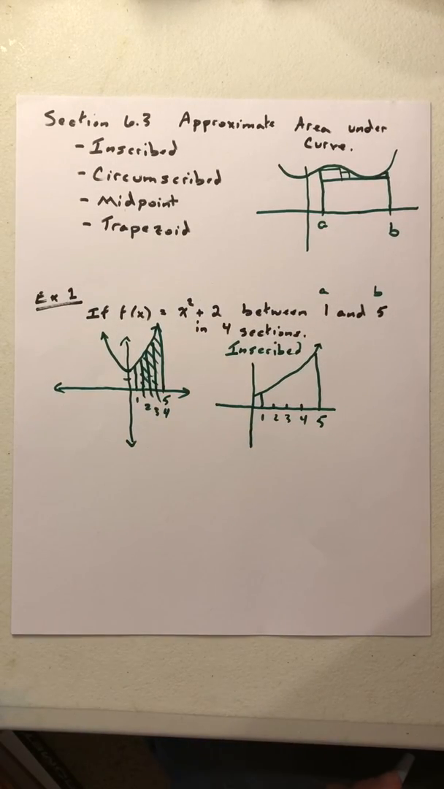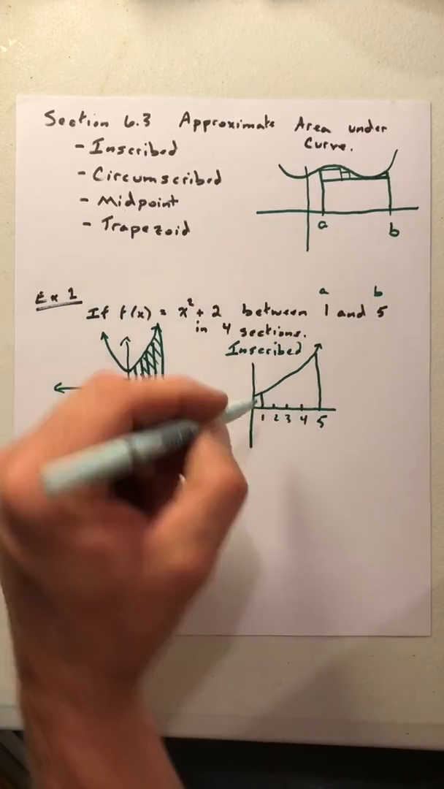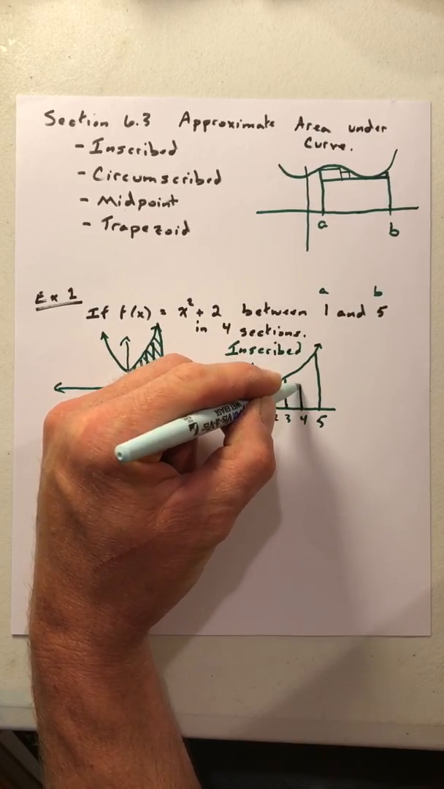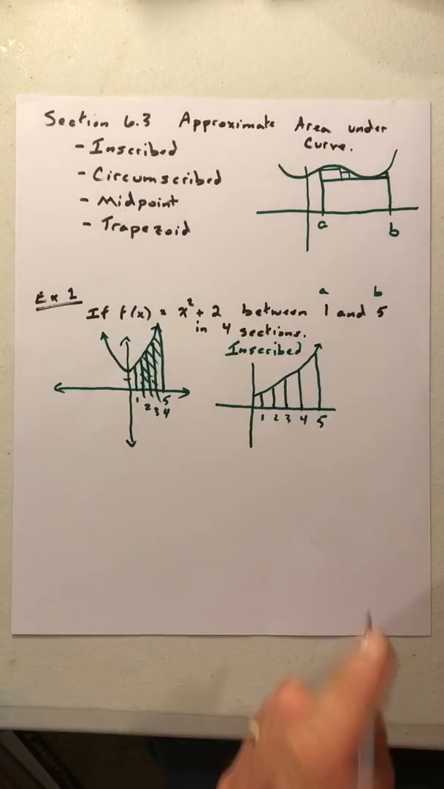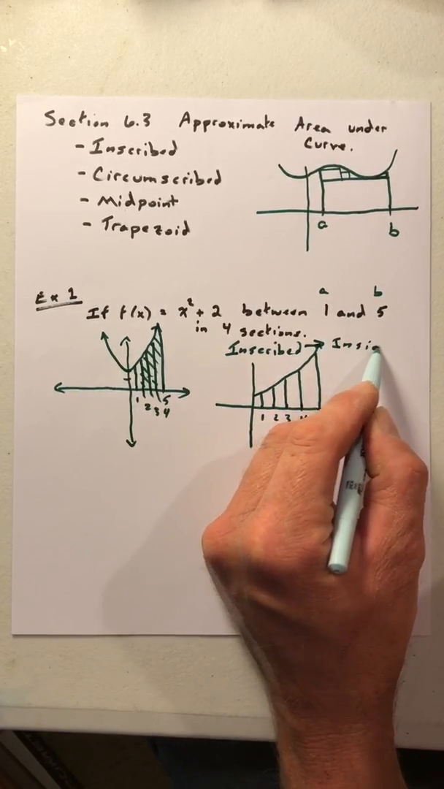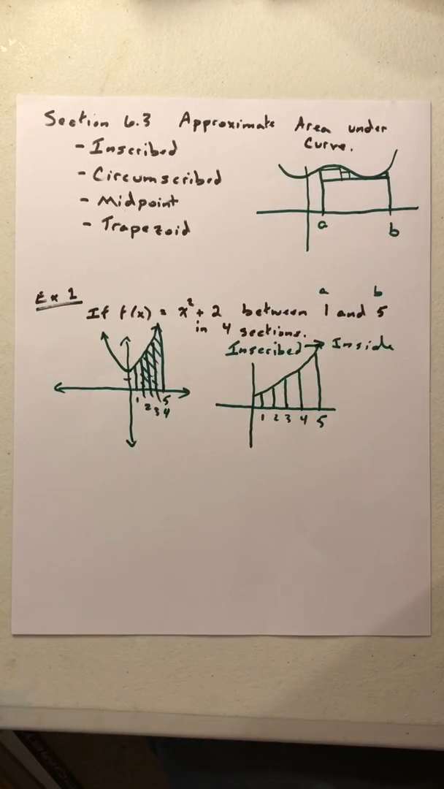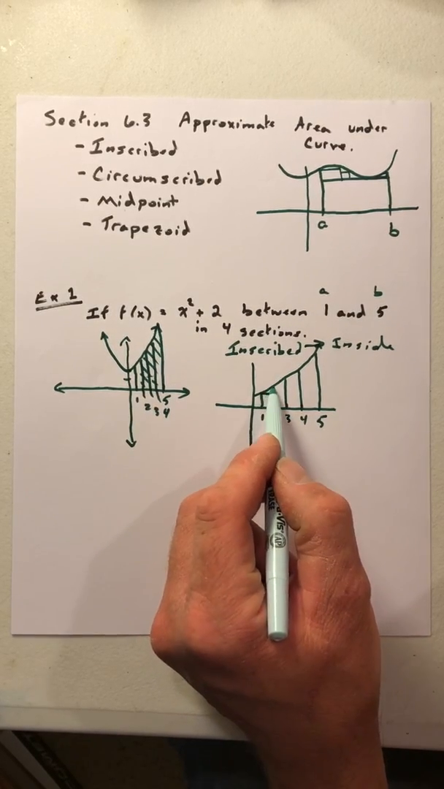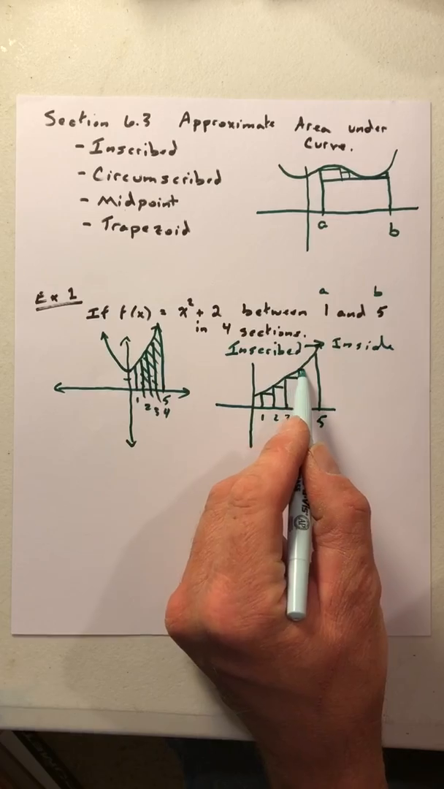And what we're going to do is we're going to create rectangles in each of these regions. So I'm going to go ahead and draw my bars. And inscribed means inside. Kind of the way it sounds. Inside, inscribed. So I'm going to create rectangles on the inside of this figure.